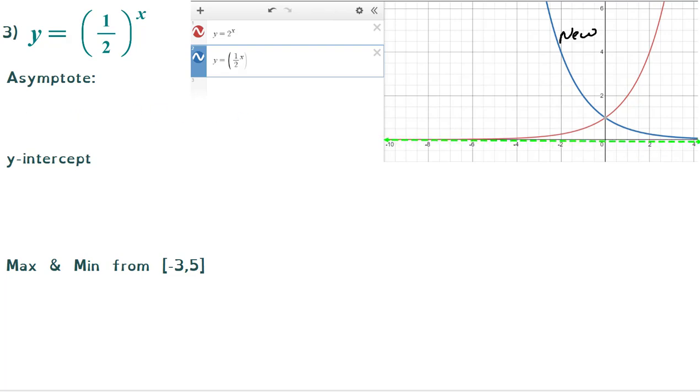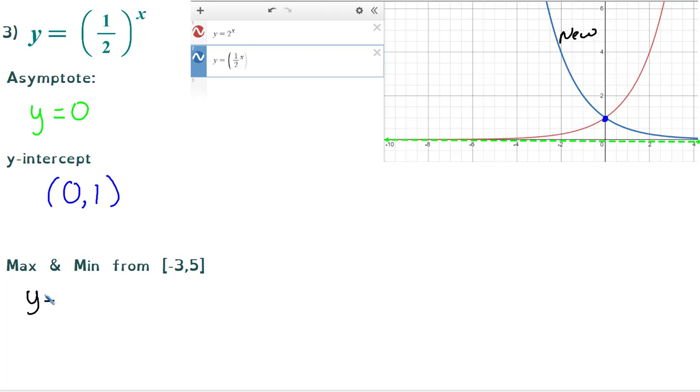and your intercept is still at the same location. So we have that same y-intercept of (0, 1). We have the same asymptote at y equals 0. All it's changed is the way the graph is falling. So let's look at it when we look at the min and the max and see how that looks different.